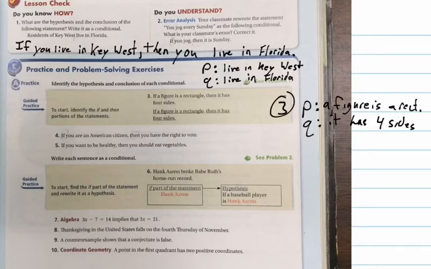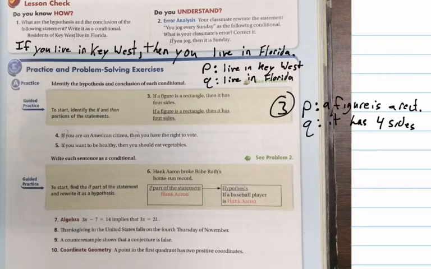Why don't you try the next 2 on your own? I think you should be able to identify the P and Q there. Any questions so far? All right, I'm going to jump in then on number 6.